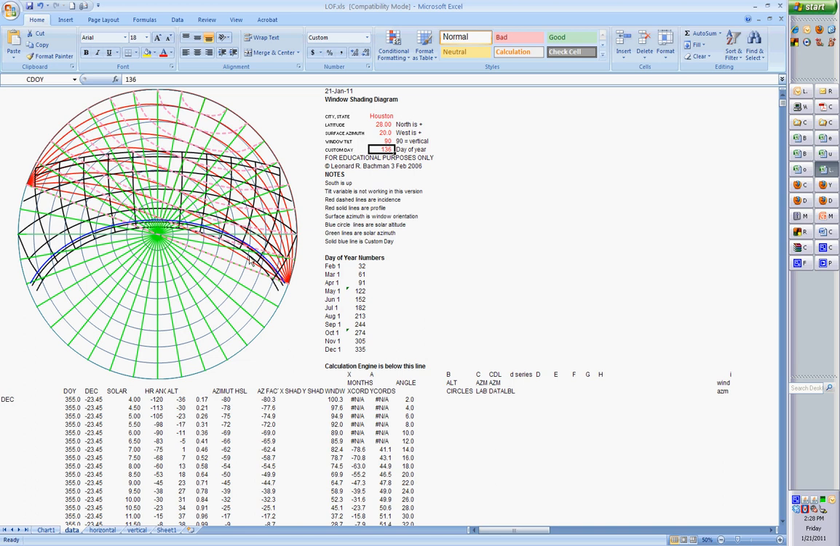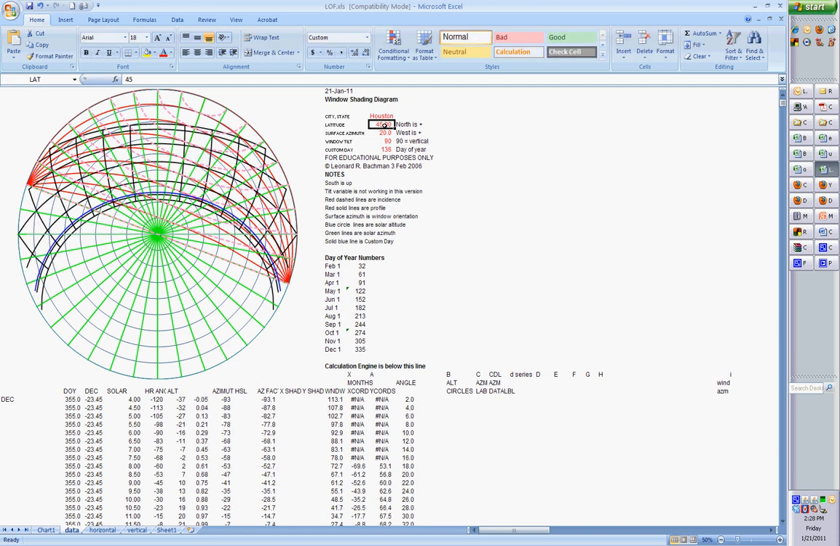Remember, of course, that if we were at a very different latitude, all of our answers would be different. There's 45. Some things that are worth noting here is that sometimes the sun can be behind the window. So here, for example, this line indicates a window azimuth of 90 degrees. If the sun's more than 90 degrees away from the window, it's behind the window.